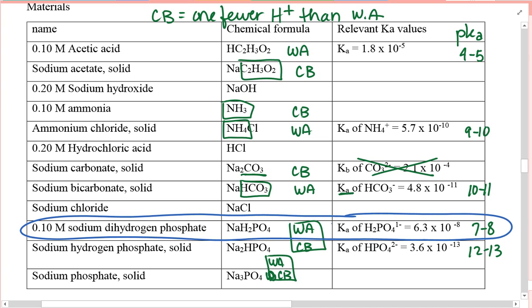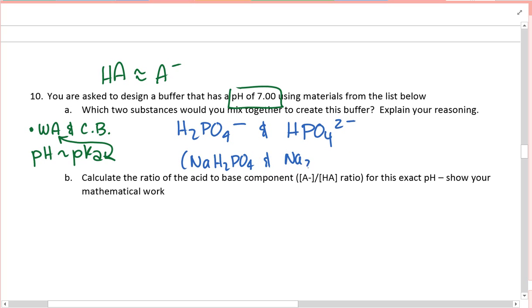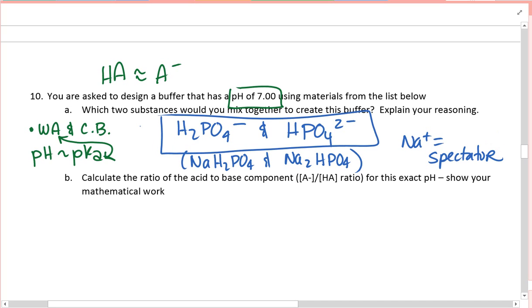So H2PO4 is going to be our acid, and we are going to mix it with a conjugate base. Remember, we figure out what the conjugate base is just by removing a hydrogen, so it becomes HPO4, and since I took away a positive hydrogen, now the charge is negative 2. If you look in the table, since these are both ions, the way that we get them in solution is they're part of an ionic compound. So what I would do is take sodium H2PO4 and sodium HPO4 and dissolve them in water. The sodiums are just going to be spectators. They're not doing anything. The ones that make the buffer a buffer are these two species right here. Okay, so now we've got a buffer with a pH close to 7.